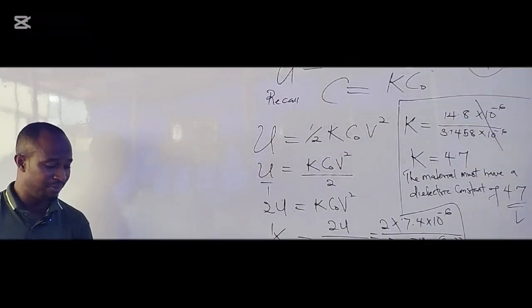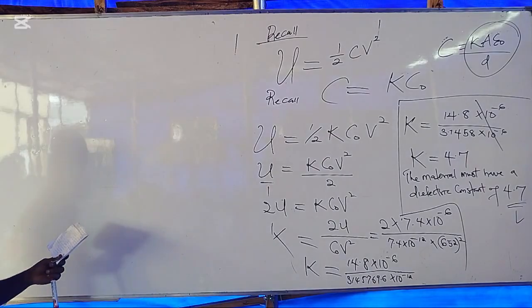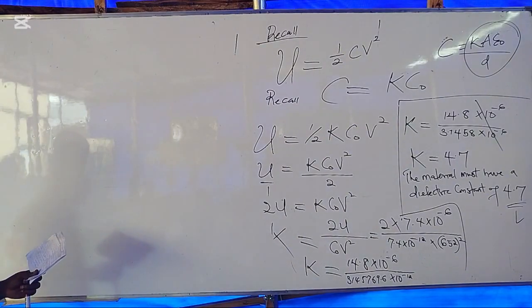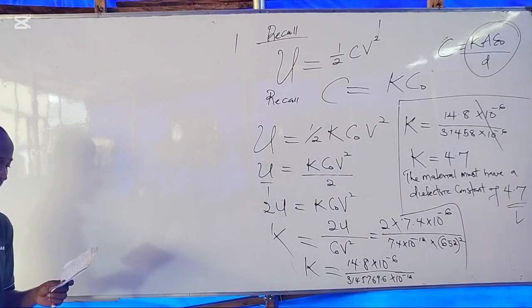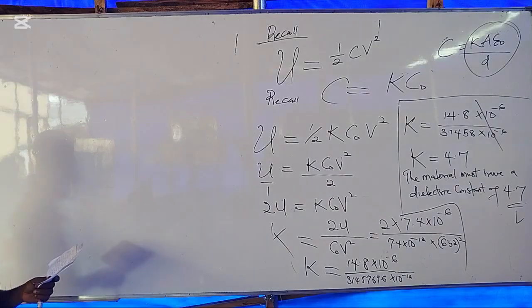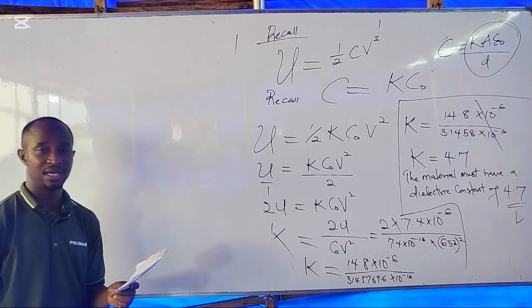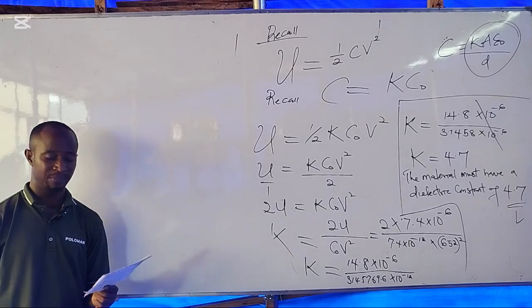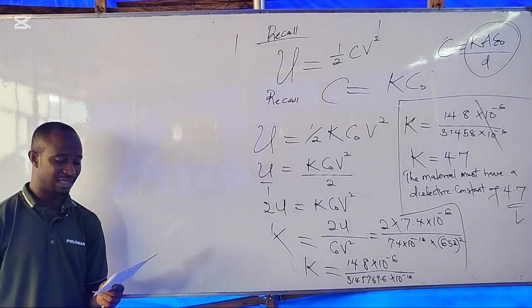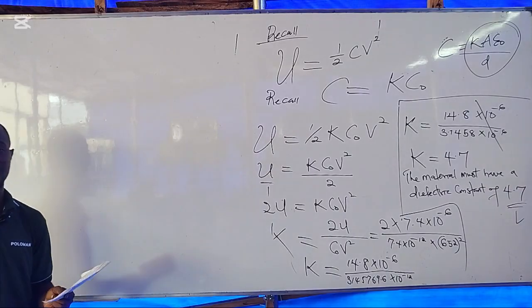A parallel plate capacitor has plates of dimensions 2.0 cm by 3.0 cm, separated by 1.0 millimeter thickness of paper. Find its capacitance, in brackets, K equals 3.7. Please pay attention and listen. A parallel plate capacitor has plates of dimension 2.0 cm by 3.0 cm. That means we can find the area of the parallel plate.